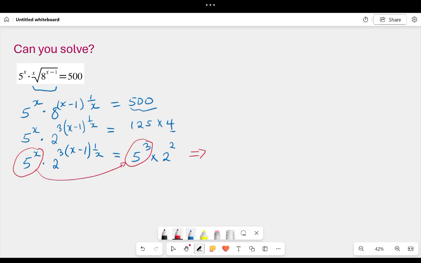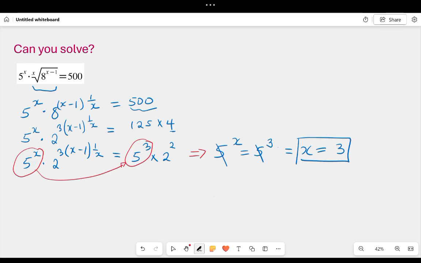So, which means 5 to power x is simply equals to 5 cubed. And therefore, because the bases are the same, we can conclude that x is equals to 3. All right. Now, let's confirm the same with this second scenario here. Or maybe we are going to have a different answer, okay? So we have this one, we compare it with this one here.